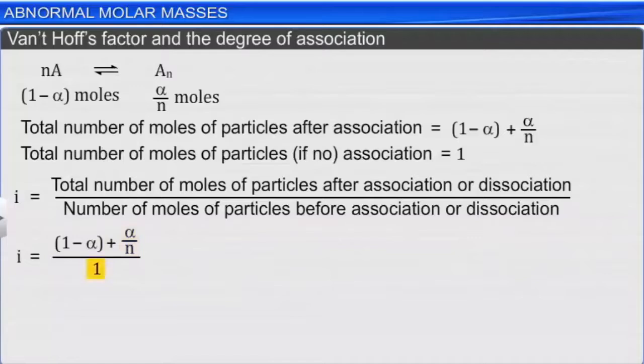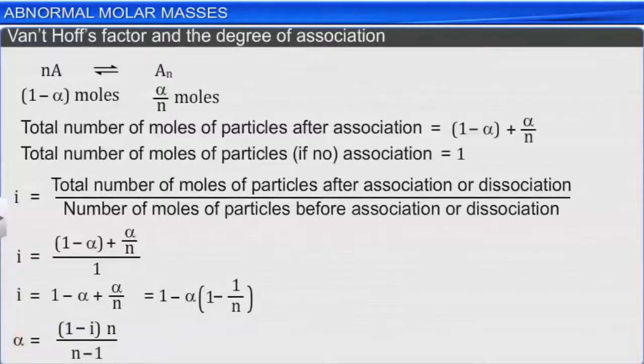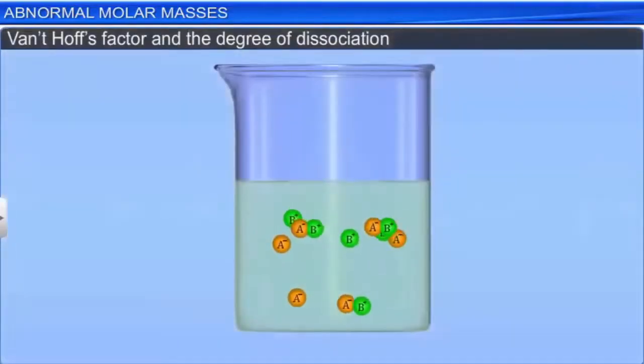On simplifying for alpha, we get alpha is equal to 1 minus I multiplied by n minus 1. Thus, if the value of n and Van 't Hoff factor I is known, then the degree of association, alpha, can be calculated. On the same lines, let us now derive a relation between Van 't Hoff's factor I and degree of dissociation, alpha.